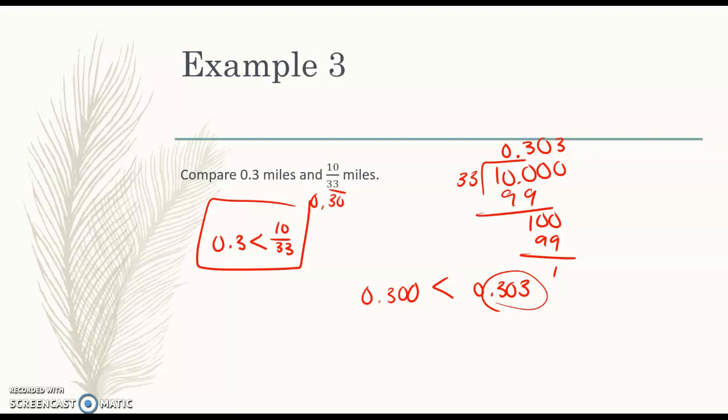And I know long division is not our favorite, but it is what it is, and I've got to have you prepared for that state test, and you're not going to be allowed a calculator for some of these, so we just got to get used to doing it.